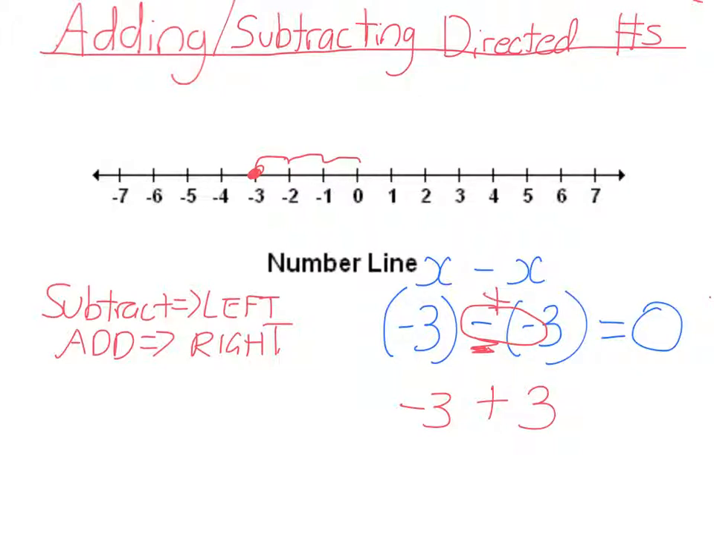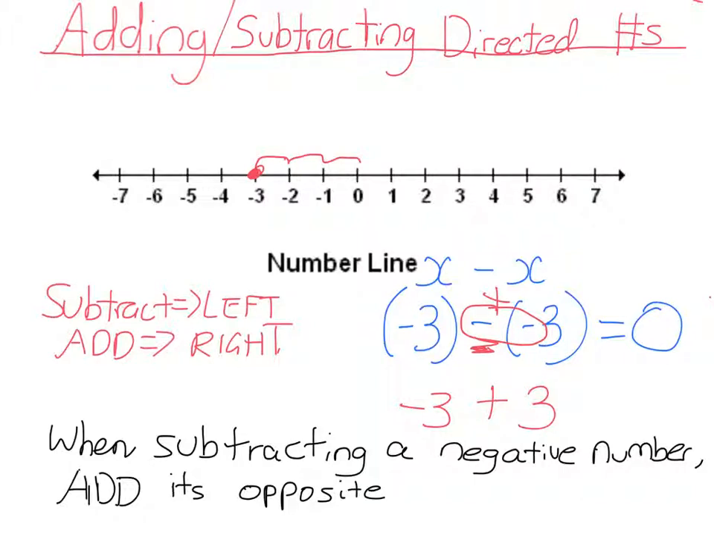So let's write down that rule. So that's the rule there. When subtracting a negative number, add its opposite. So when we're subtracting negative 3, we add its opposite, 3, because 3 and negative 3 are opposites. So what are some other examples that we could use?